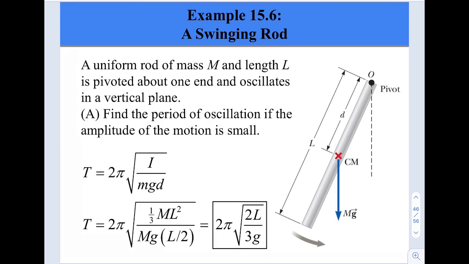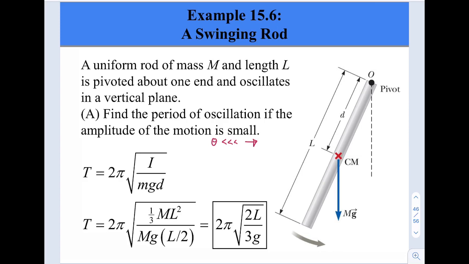Okay, example 15.6, a swing rod. A uniform rod of mass m and length L is pivoted about one end and oscillates in a vertical plane. So this is the pivot. Find the period of oscillation if the amplitude of the motion is small. Why is there a statement of this? When the amplitude of the motion is small, so theta is small.